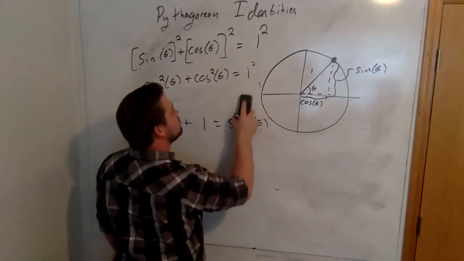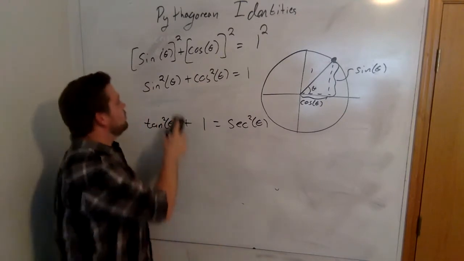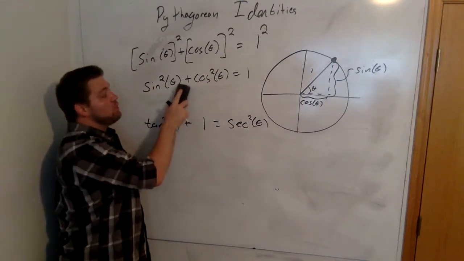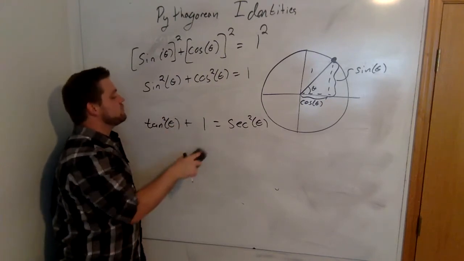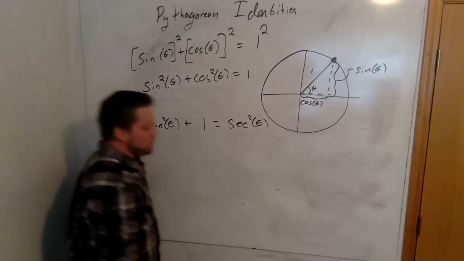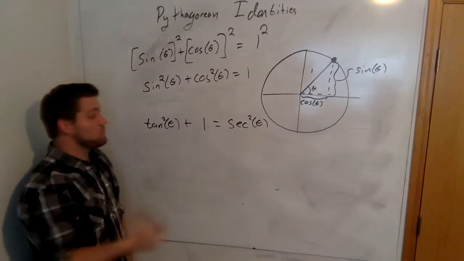This is like an infomercial, where they're like, oh, you buy this, you get all these for free. Well, we bought this, or we understand this, and we got this one for free. We got this one for free just by thinking about dividing by cosine squared.